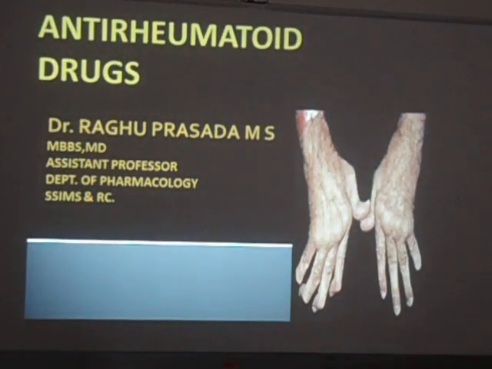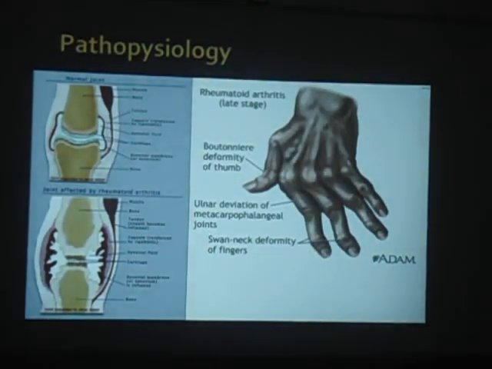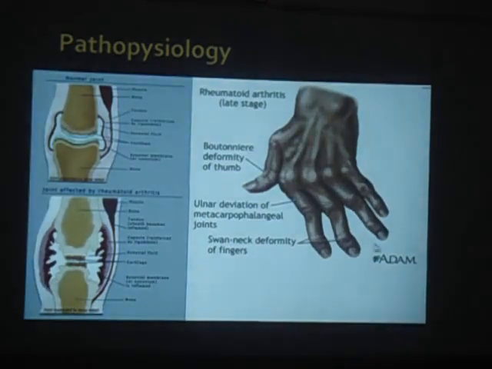So coming to the anti-rheumatoid arthritis drugs, have you seen such conditions? Fingers and legs having these flexures. Have you seen these conditions? Okay. So this is rheumatoid arthritis. What has happened here in rheumatoid arthritis? There is boutonniere deformity, ulnar deviation. Here the ulna bone is there, so we call it ulnar deviation of the metacarpophalangeal joints. Swan neck deformity, that is the finger appears like a swan neck.